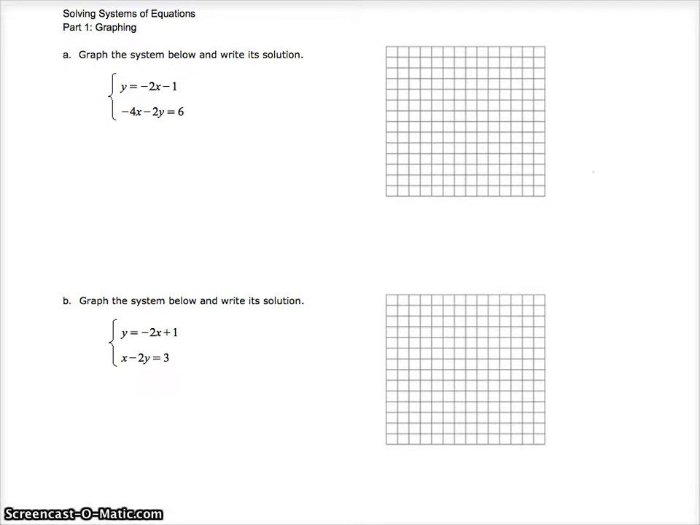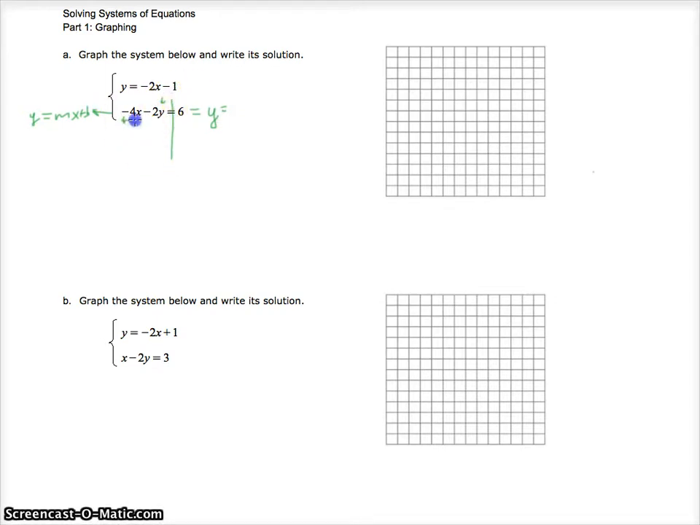So in order to graph this system, we first need to make sure they're both in y equals mx plus b form. This one is, but this second equation is not. So we need to make sure that it is in y equals mx plus b. So let's get it there. Let's solve for y.